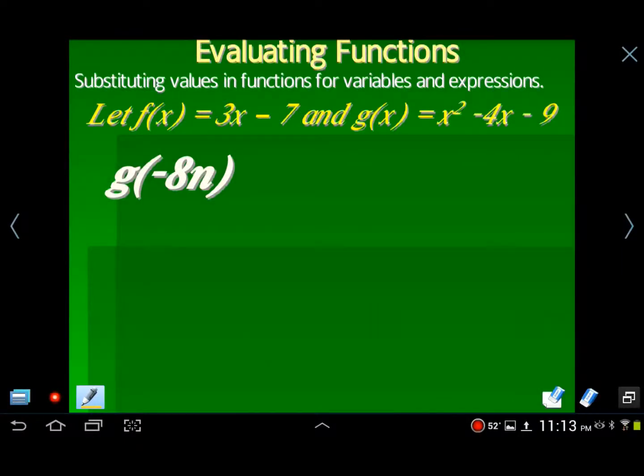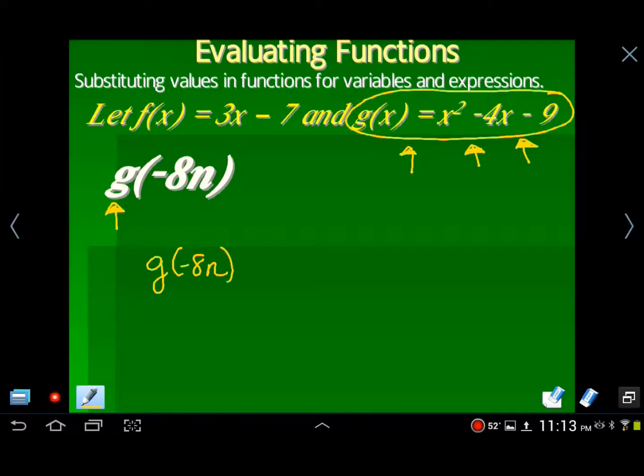All right, here's our next example. Now we're looking at the g function, so we're going to use this function right here. Let's find g of negative 8n. In this equation, we're going to put in negative 8n wherever we see an x. So for g of negative 8n, we're going to put in negative 8n squared minus 4 times negative 8n, minus 9.